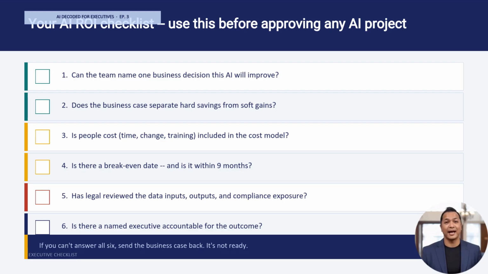Before approving any AI project, ensure your team can identify a specific business decision the AI will enhance. Separate hard savings from soft gains in the business case. Include people costs in the cost model. Confirm a break-even date within 9 months. Ensure legal has reviewed compliance. Assign an accountable executive. If any are missing, the business case isn't ready.